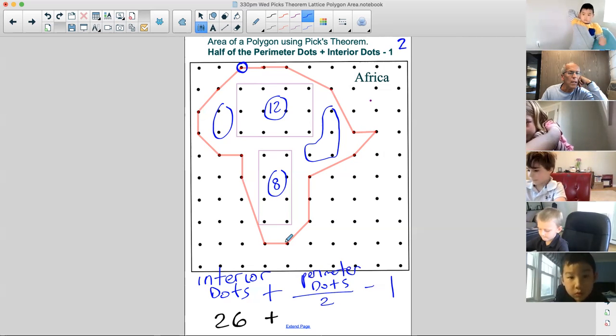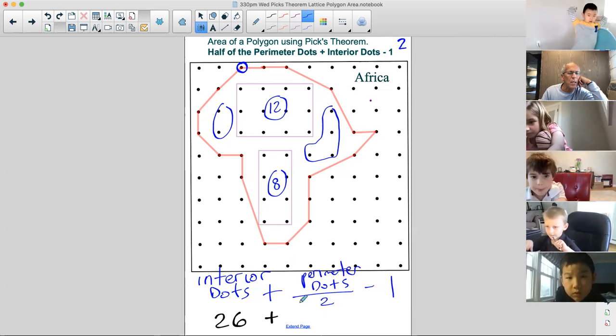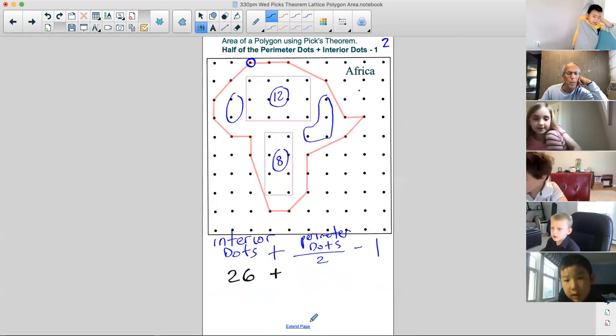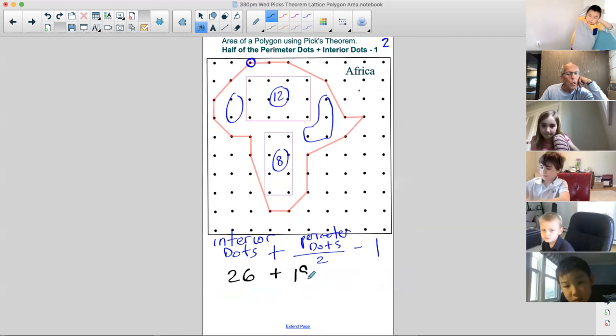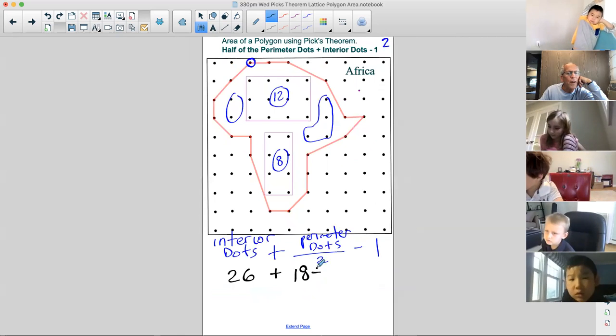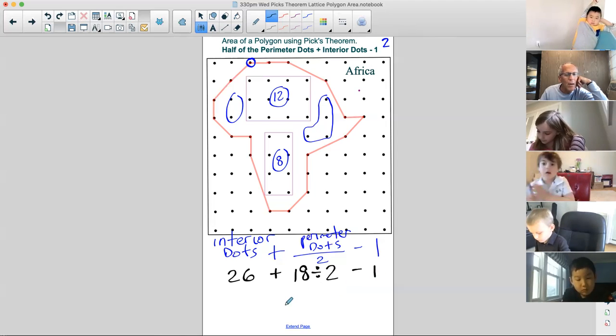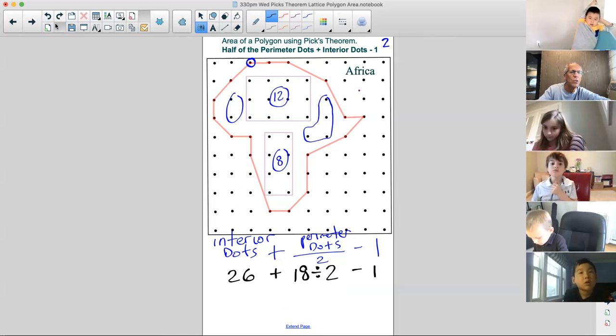All right. Everybody say it on 3. 1, 2, 3, go. 18. Wow. Now remember, we've got to divide that by 2. Now, don't say it out loud, but everybody write down 18 divided by 2.